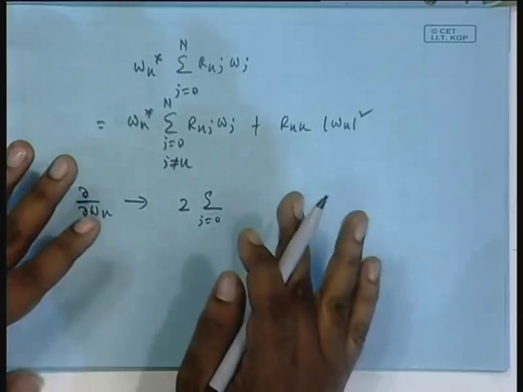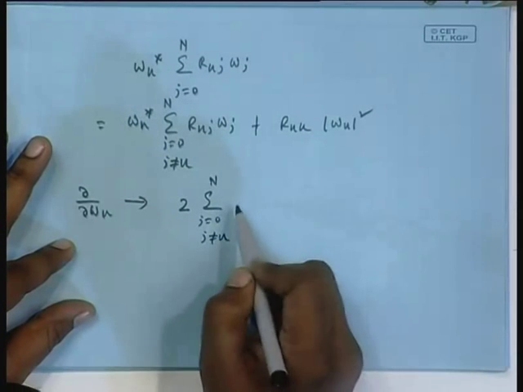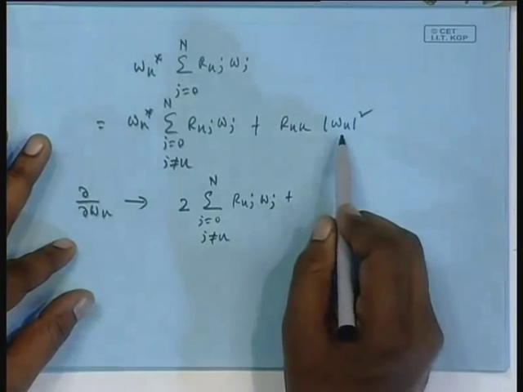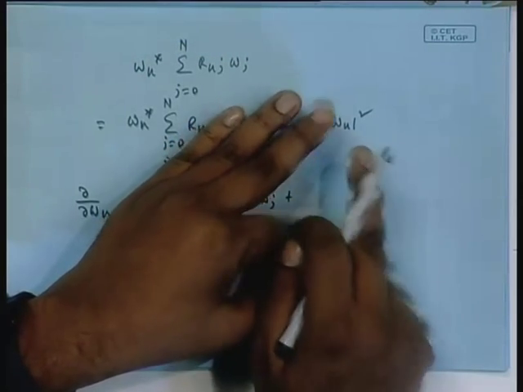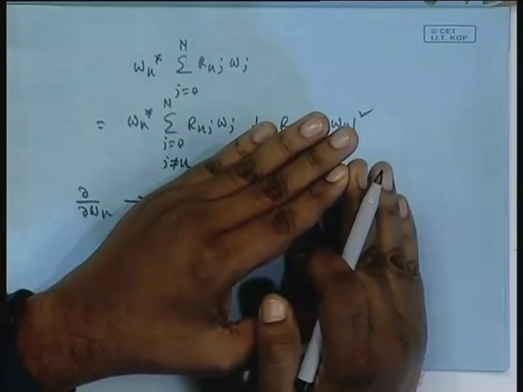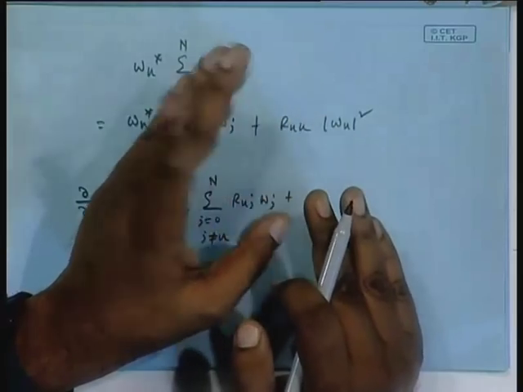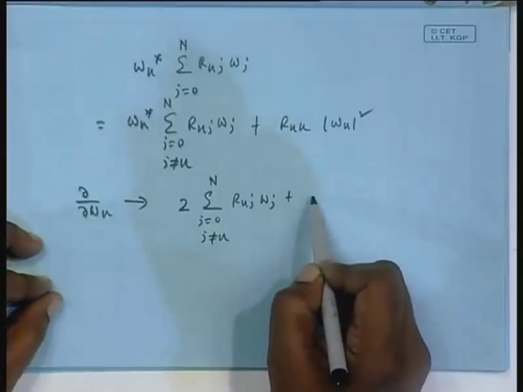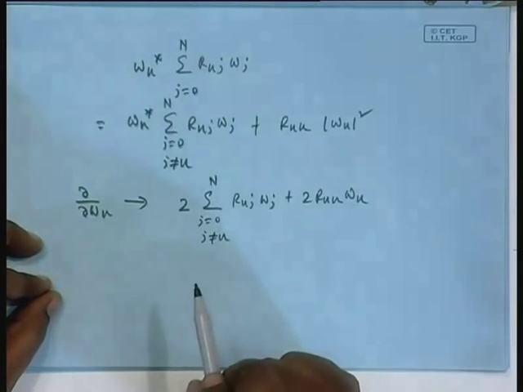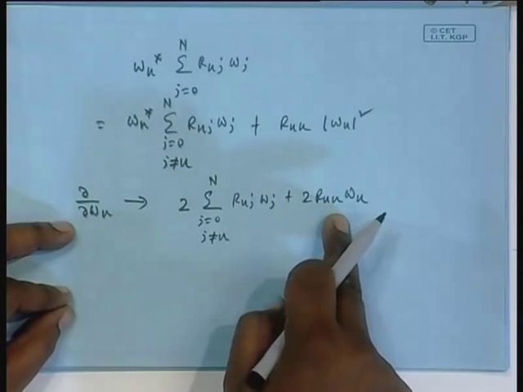See what I do, you will not find any gap mathematically, it might look a little elaborate. R k j W j, and here mod W k square. If you differentiate, after all, what is this? Consider z as a function of x and y, z is x plus j y, mod z square is x square plus y square. If you differentiate with respect to x, you get 2x, with respect to y, 2y. So, put in that formula 2x plus j 2y, there is 2 into z. Same thing, 2 into W k will come up. 2 R k k W k, and now you combine the 2, k was missing here, k has come back here.